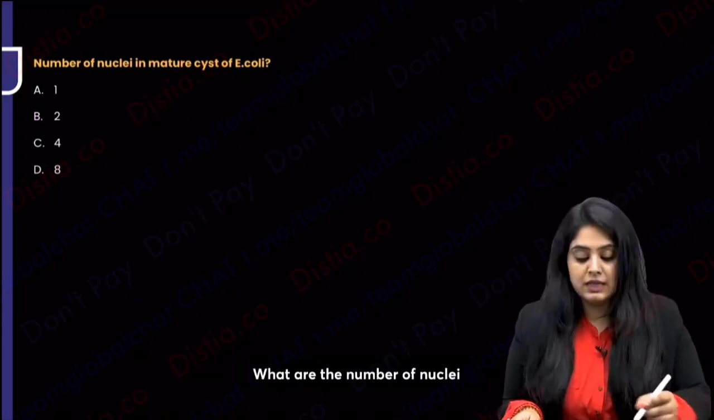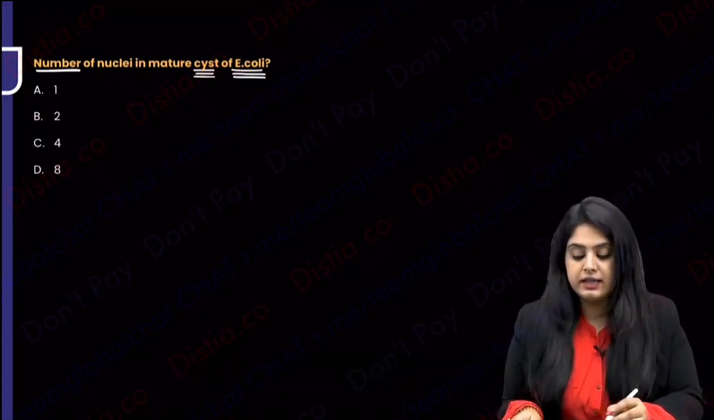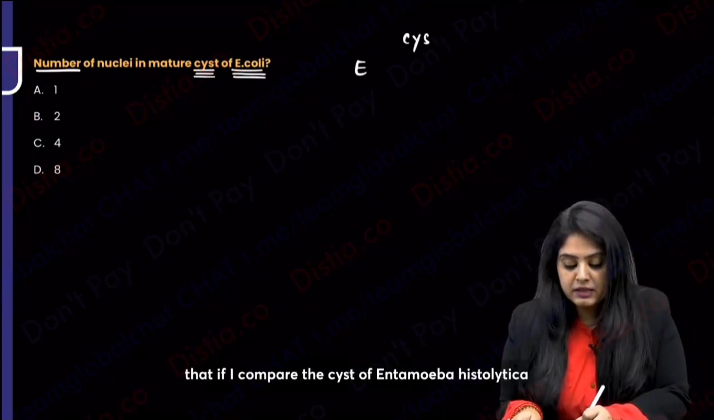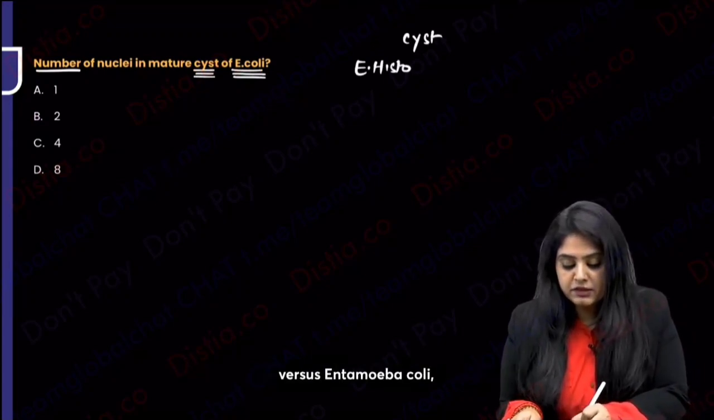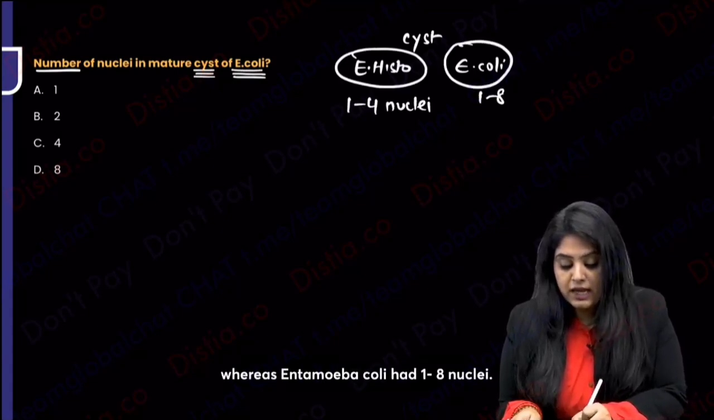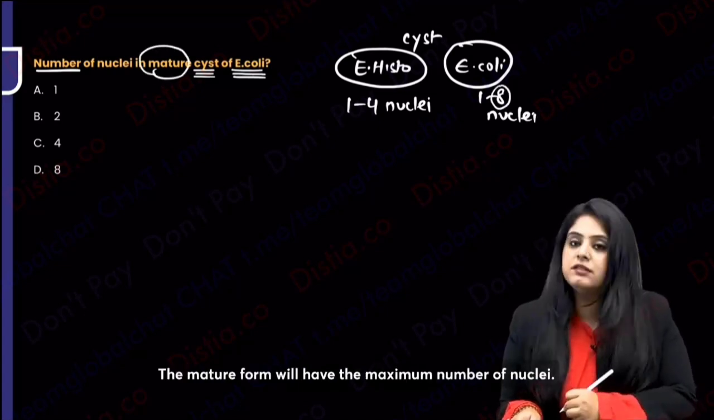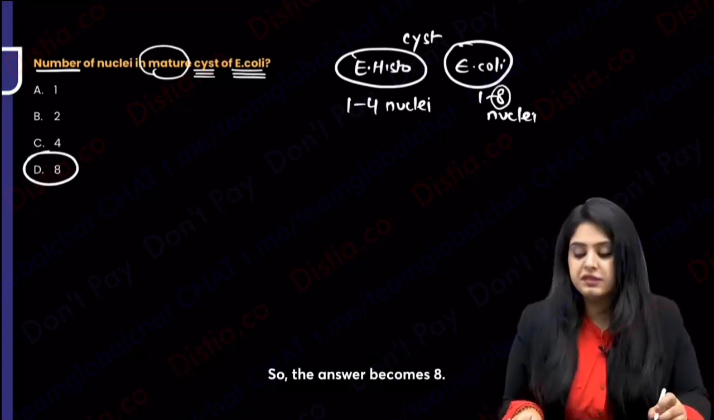What are the number of nuclei that are present in the cyst form of Entamoeba coli? So if you remember that if I compare the cyst of Entamoeba histolytica versus Entamoeba coli, Entamoeba histolytica has 1 to 4 nuclei, whereas Entamoeba coli had 1 to 8 nuclei. They asked me the mature form. The mature form will have the maximum number of nuclei. So the answer becomes 8.